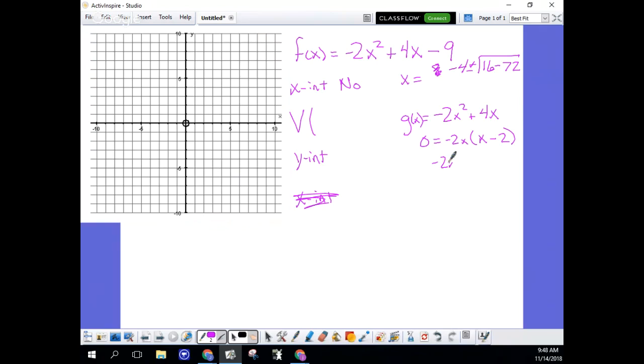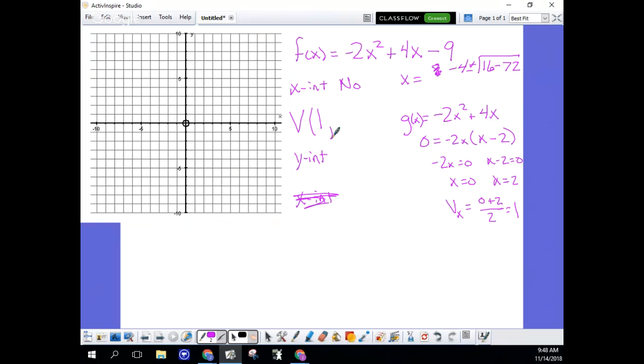So negative 2x could be 0, or x minus 2 could be 0. So then x is equal to 0, or x is equal to 2. So now I know Vx is (0 plus 2) divided by 2. It's the average of those two. We get 1. So Vx is 1.